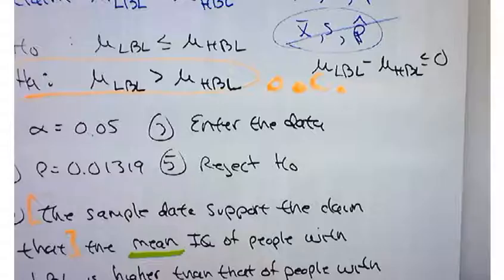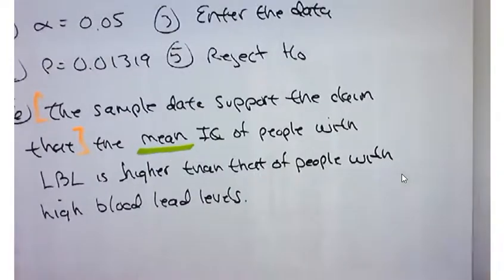Oops, wrong one. There. Anything else on hypothesis test for two population means in the independent case? Diamond?